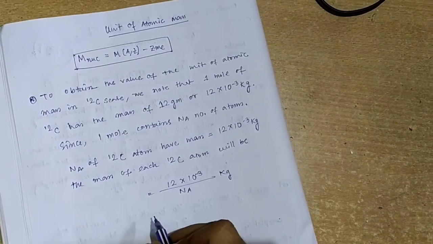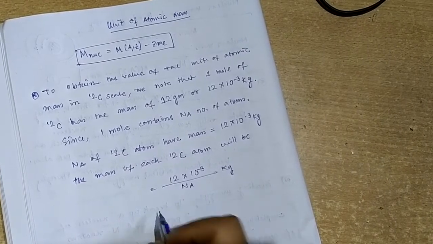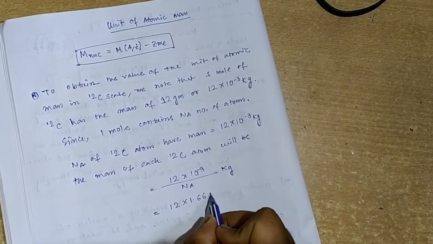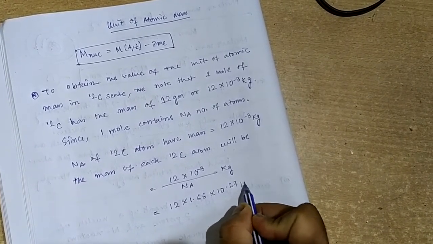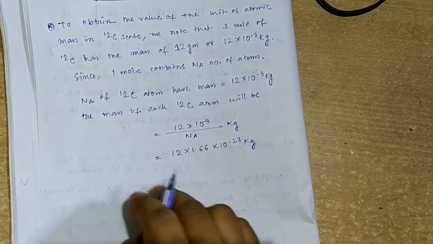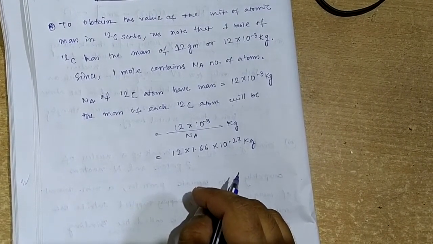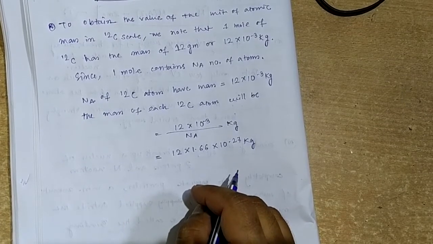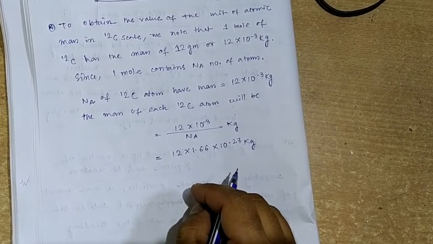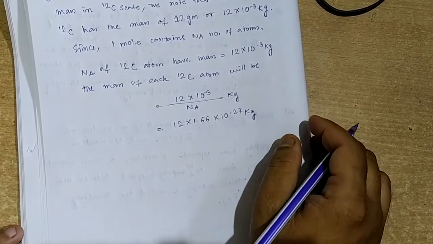Now 1 Avogadro number, Na, is 6.023 into 10 to the power 23. Putting this value here, we find that it will become 12 into 1.66 into 10 to the power minus 27 kg. Clear? Now the unit of the atomic mass is defined to be 1/12 of the mass of the atom of carbon isotope taken exactly to be 12 units.